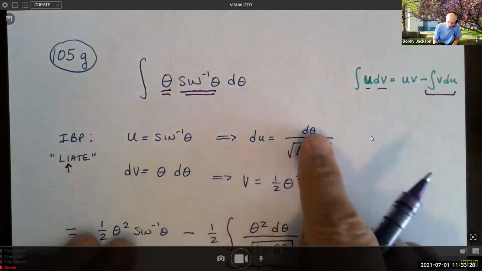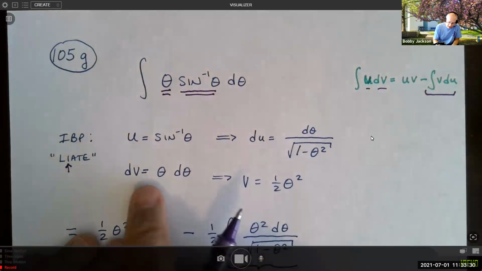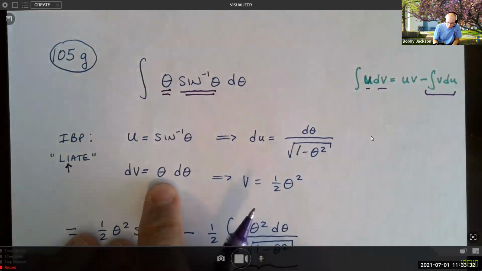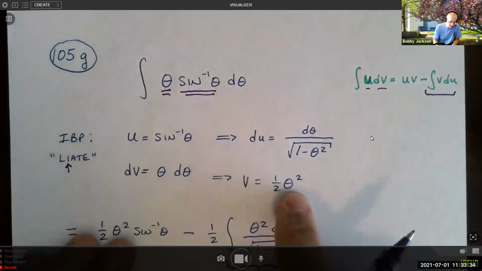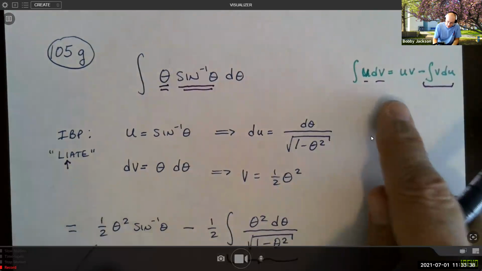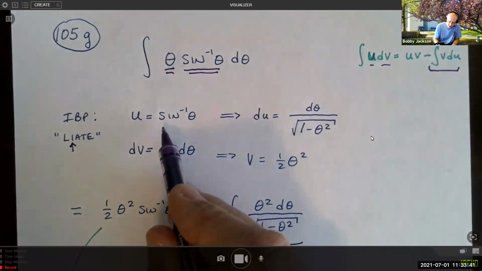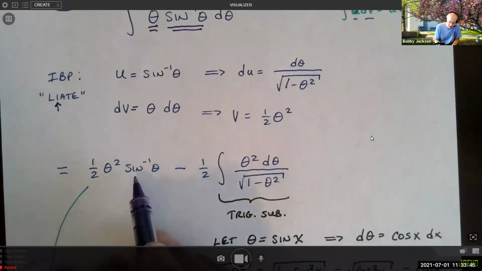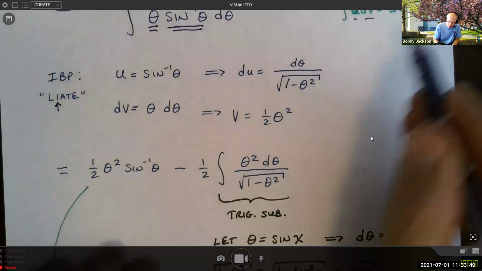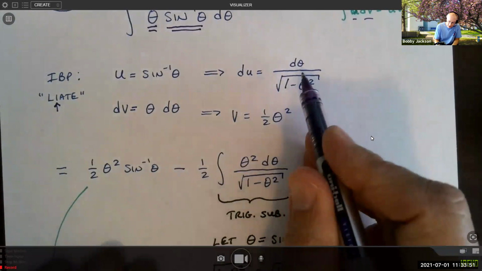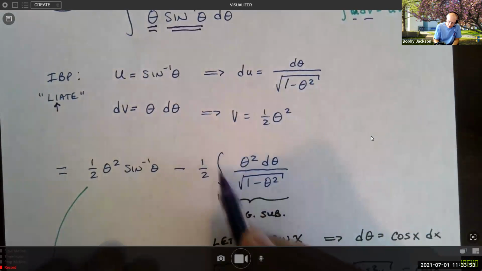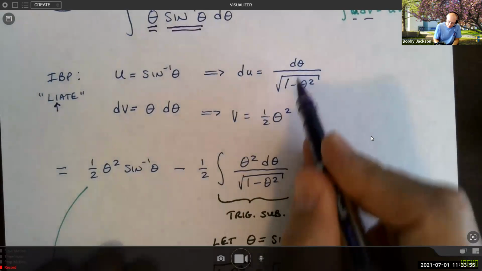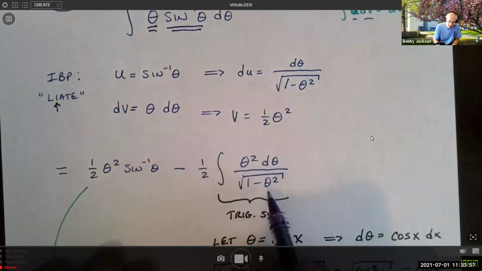So du is this. Integrate theta, I get 1/2 theta squared by the power rule. So that's what v is. So my uv is sine inverse theta times 1/2 theta squared, or 1/2 theta squared sine inverse theta. There's that part. Minus v du. So v times du. So I pull that 1/2 out. Integral of theta squared over the square root of 1 minus theta squared.